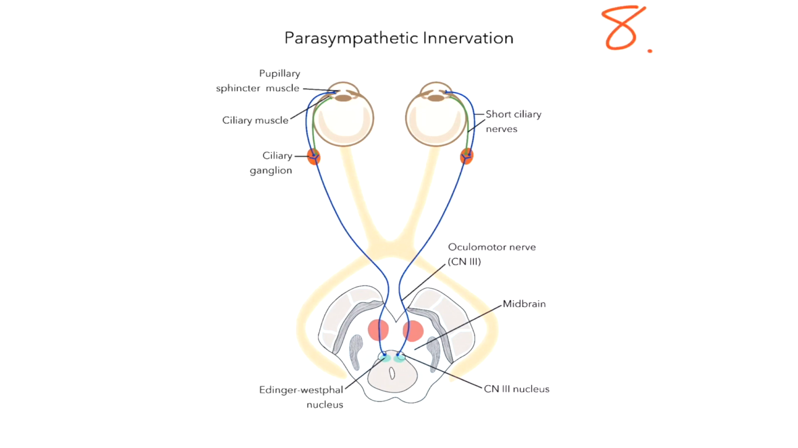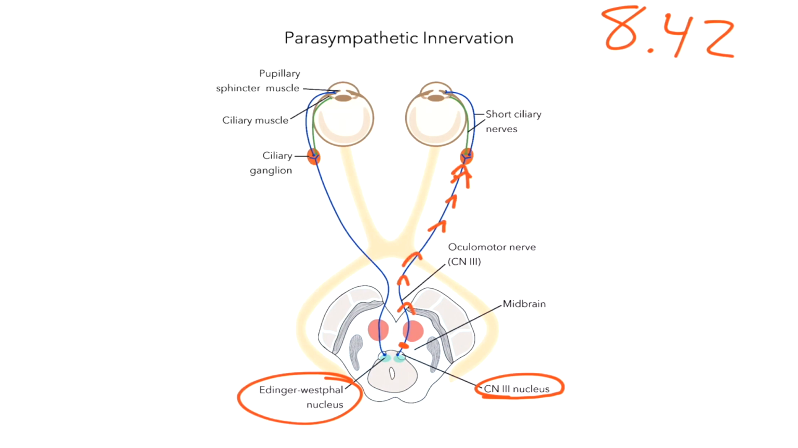So here's figure 8.42, showing the parasympathetic innervation of the eye. As you can see here, we have the Edinger-Westphal nucleus, which sends fibers through the oculomotor nerve, right here. We have labeled the nucleus. And the oculomotor nerve sends a signal to the ciliary ganglion, labeled right here. And then the ciliary ganglion sends fibers to the pupillary sphincter muscle, this blue line, which is labeled right here on the left side, and it causes miosis.